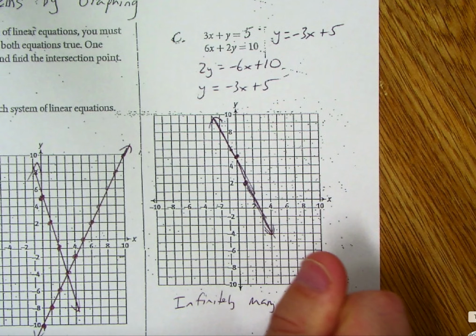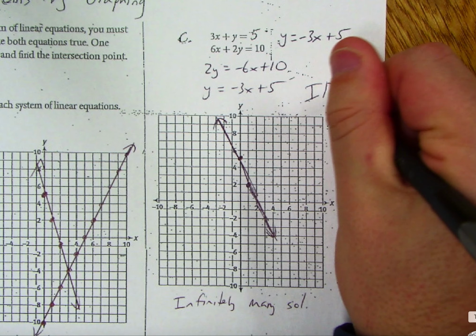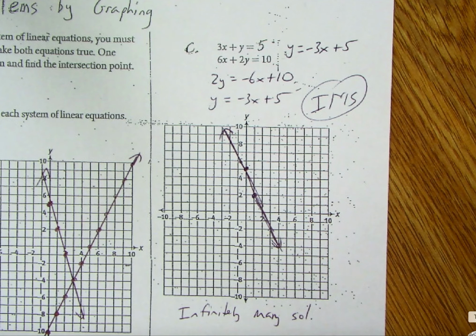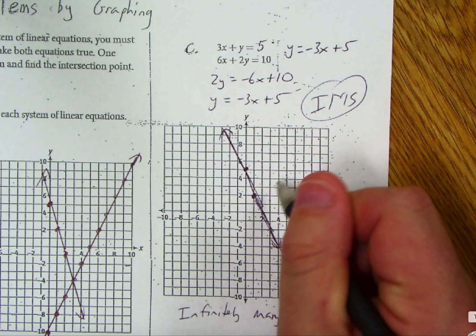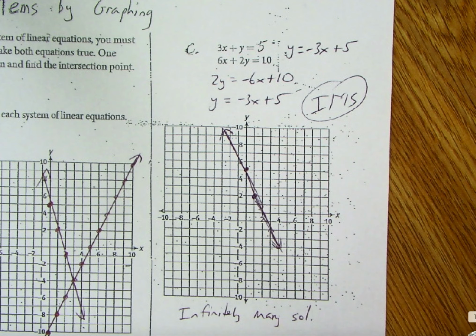Infinitely many solutions. And I'm okay if you abbreviate that with IMS for infinitely many solutions, right there. There is a difference between infinitely many solutions and all real numbers, and all real numbers is wrong. If you say all real numbers, then you are basically saying no matter what ordered pair you pick anywhere in the coordinate plane, it's going to work. It's going to satisfy the system.